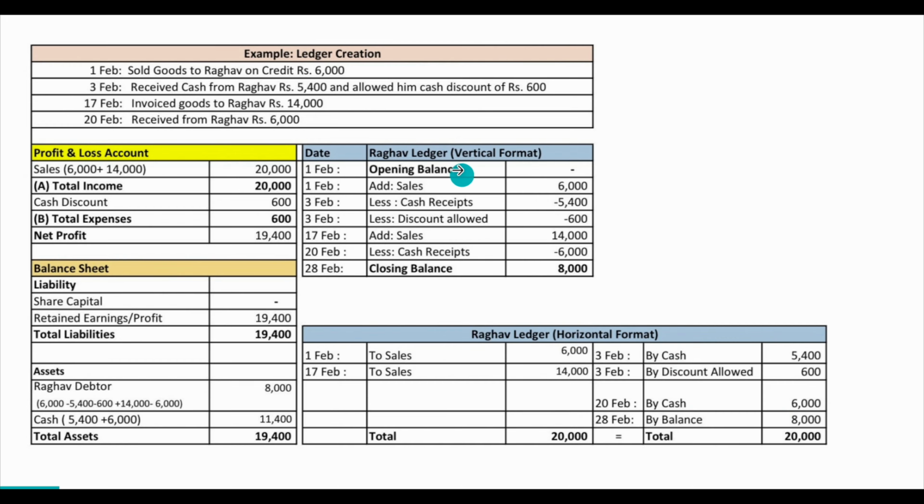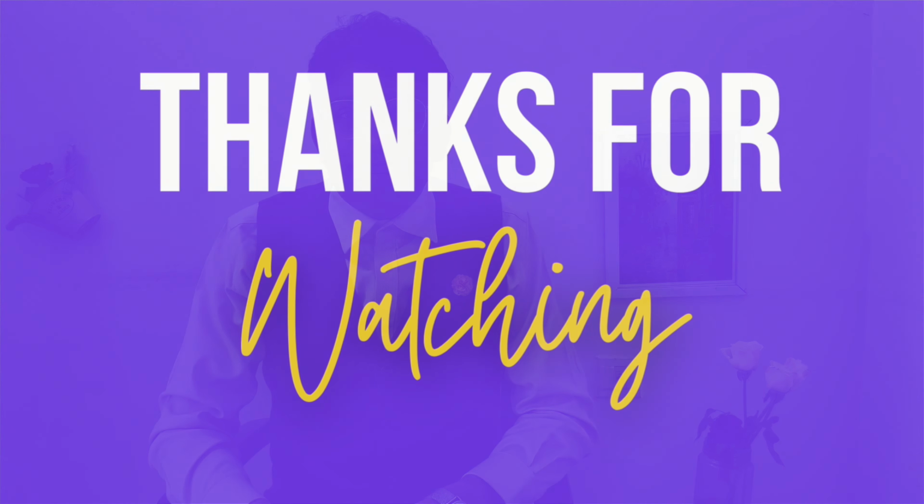Thus we have prepared Raghav's ledger in a vertical format and horizontal format, and we understood how the balance sheet always tallies. Thus, to conclude, what we can say is that ledger is basically recording or collecting all the transactions of a particular account at one place. It may be prepared in the horizontal form or vertical form.